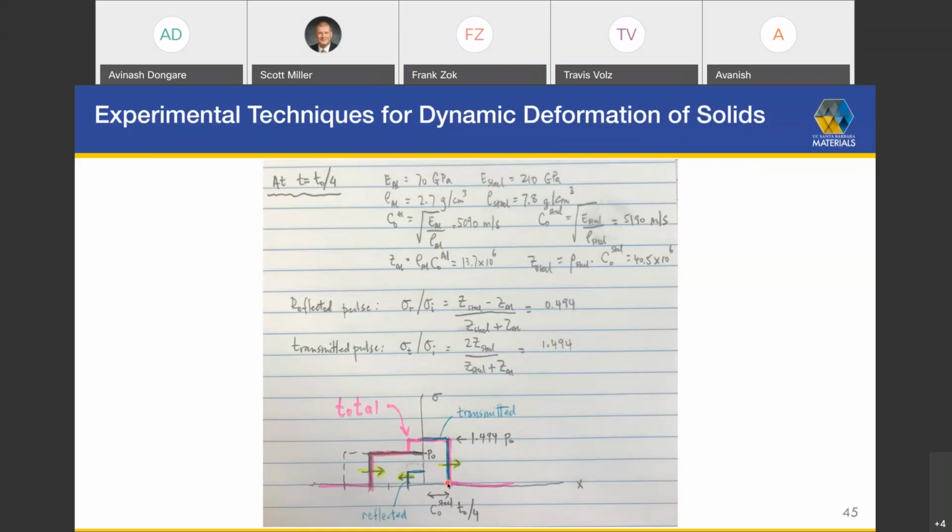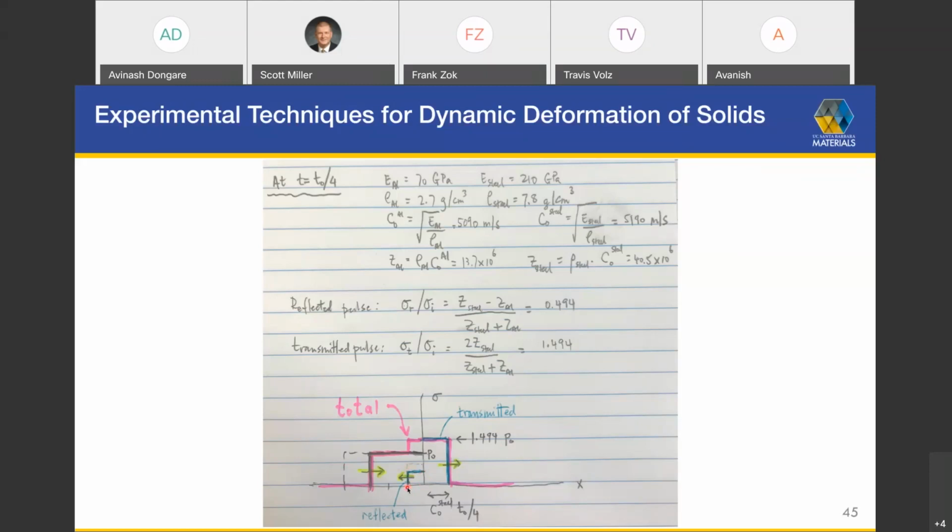We also have a reflected component, and that reflected component is right here. Okay. So it's of a magnitude of 0.49 times the incident pulse. And its front now will be at a distance equal to the wave speed of aluminum times T naught over 4 away from the interface. So this blue line here represents the reflected pulse.